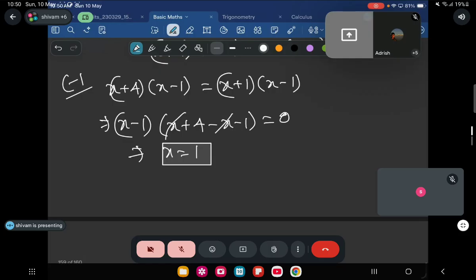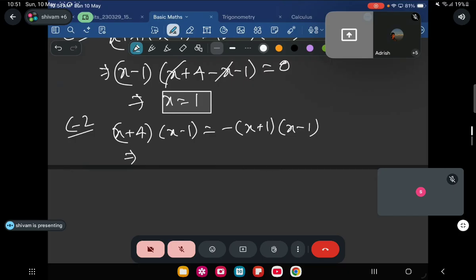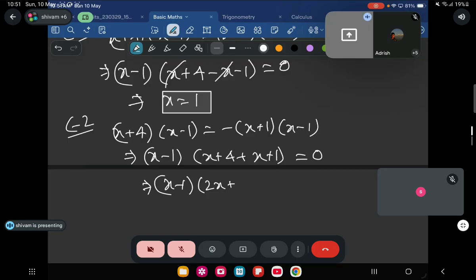Case 2, x plus 4 into x minus 1 will be equal to minus of x plus 1 into x minus 1. Taking it to the left hand side, we get x minus 1 common, within brackets x plus 4 plus x plus 1. So it will become x minus 1 into 2x plus 5 equal to 0.